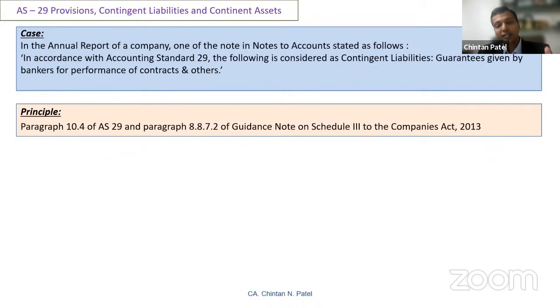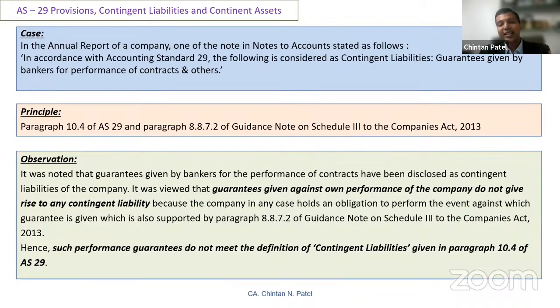See, when companies sell goods, the performance is being guaranteed. If the company sells a car, it should be able to run. It's called a performance guarantee. So a performance guarantee is not to be accounted for. Only a financial guarantee is to be accounted for. Now here in the annual report, it mentioned that a guarantee is given by bankers for performance of contracts and others. So any guarantee which is given for own performance is not to be disclosed. That is called incorrect disclosure under AS 29.